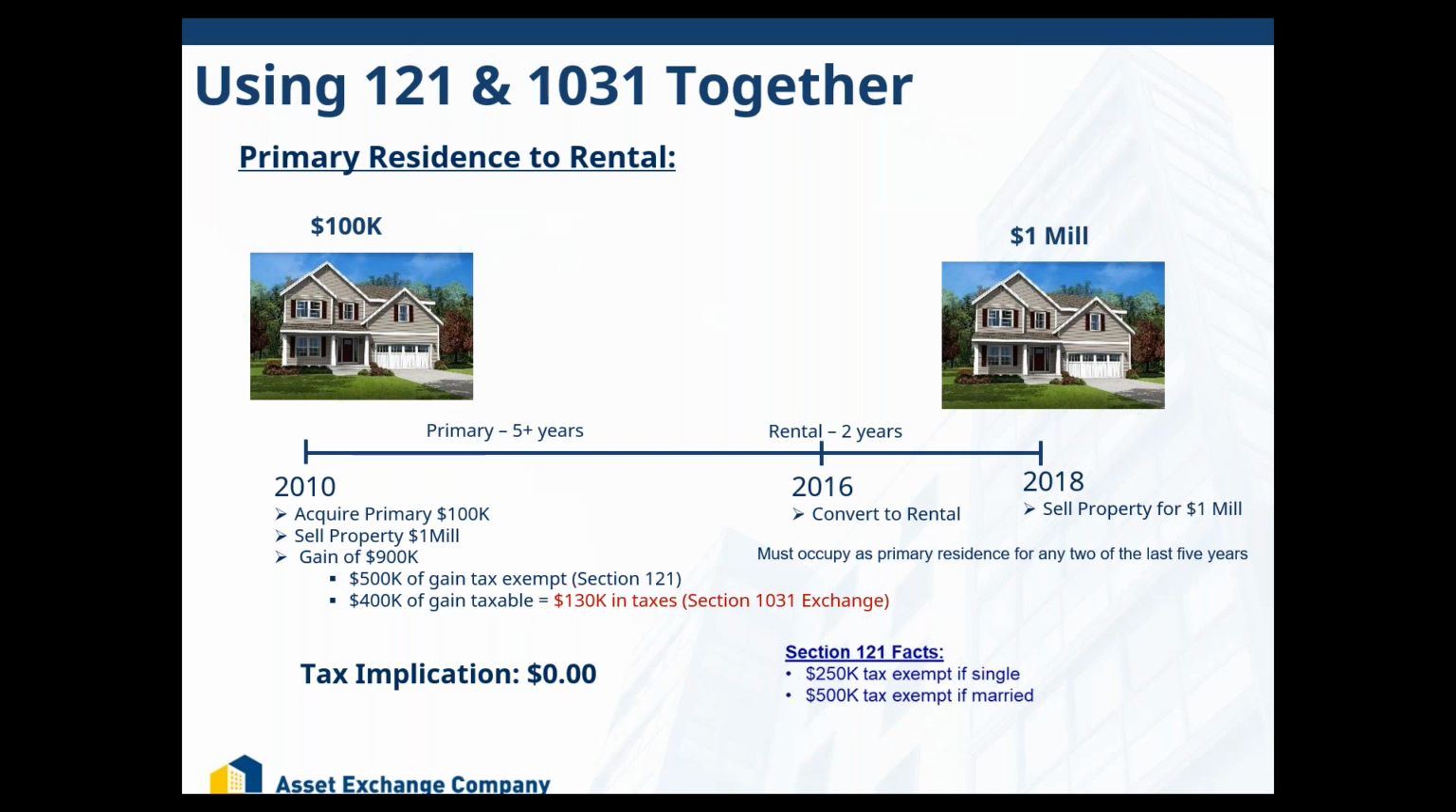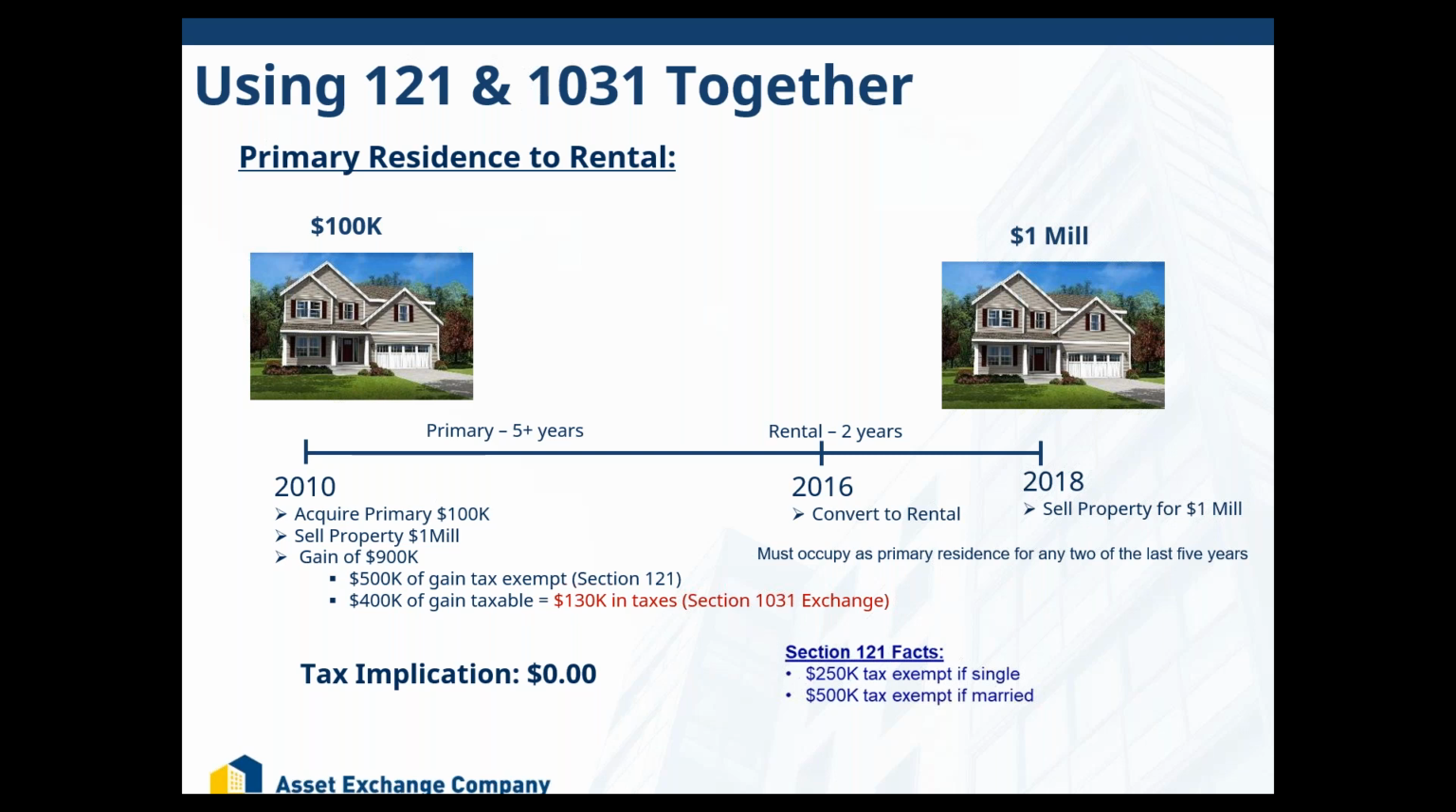And in this example, we actually can do a combination of a 121 and a 1031. Again, to qualify for the 121, you had to have lived in the property any 2 out of the last 5 years as your primary residence. In this particular example, we did, all right? So let's keep all the numbers the same. We're still going to sell it for $1 million. We still have that $900,000 of gain. We're still married in 2018, so we're going to claim the 121.